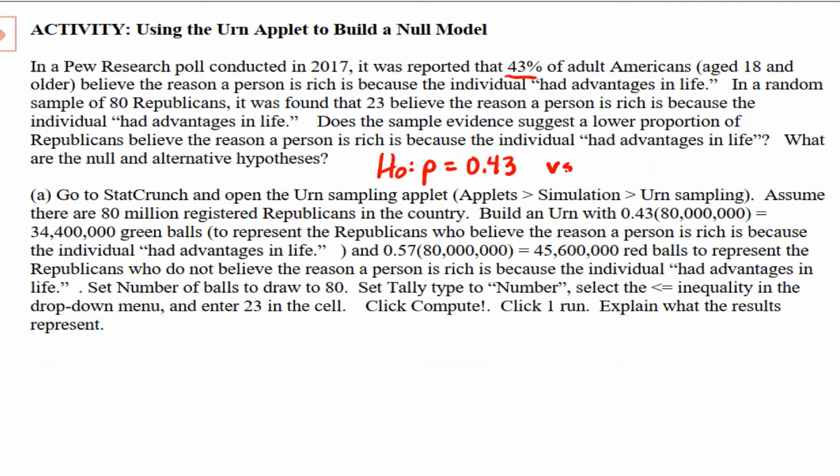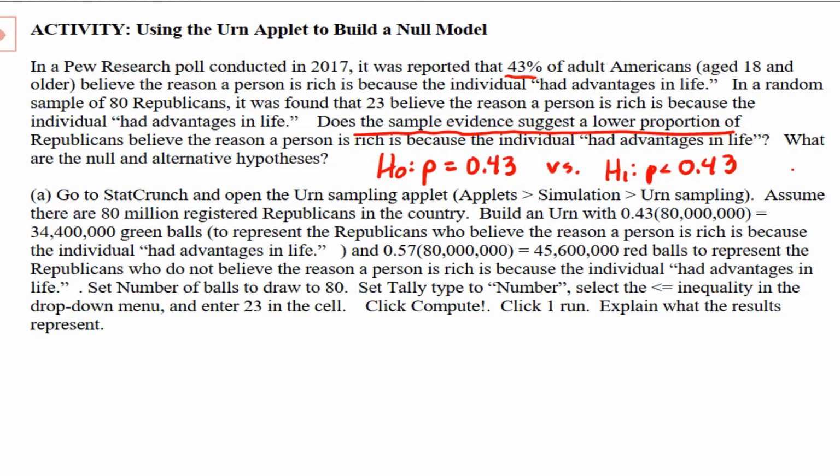And then we're going to compare that to what we're trying to show. And we're trying to show, does the sample evidence suggest a lower proportion of Republicans believe a person is rich because they had advantage in life? So what does that mean we're trying to show? That it would be P is less than 0.43, because we're trying to show the proportion is lower among Republicans. Okay, so that's our research goal.